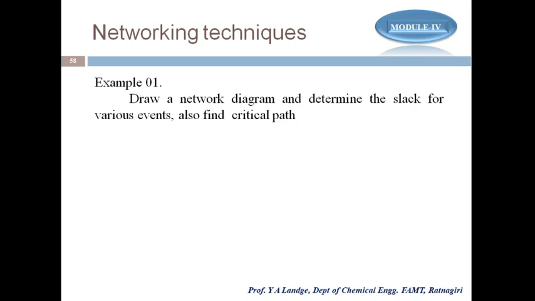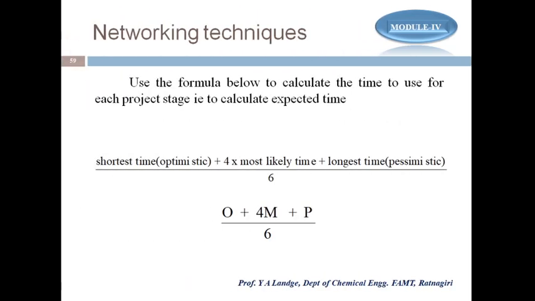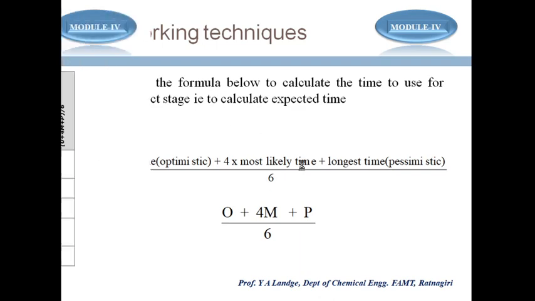To solve this numerical, we require one formula, and the formula is to calculate the expected time. We can calculate this expected time with the help of the formula below: the shortest time, which we call the optimistic, plus 4 times the most likely time, plus the longest time, which we call the pessimistic. So the formula is O plus 4 times M plus P, divided by 6. That will give you the expected time. So let's see the content from this one.